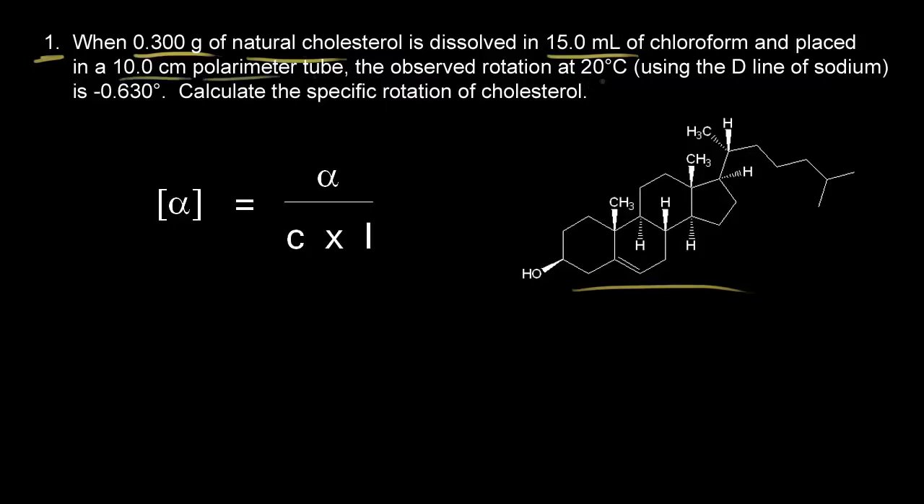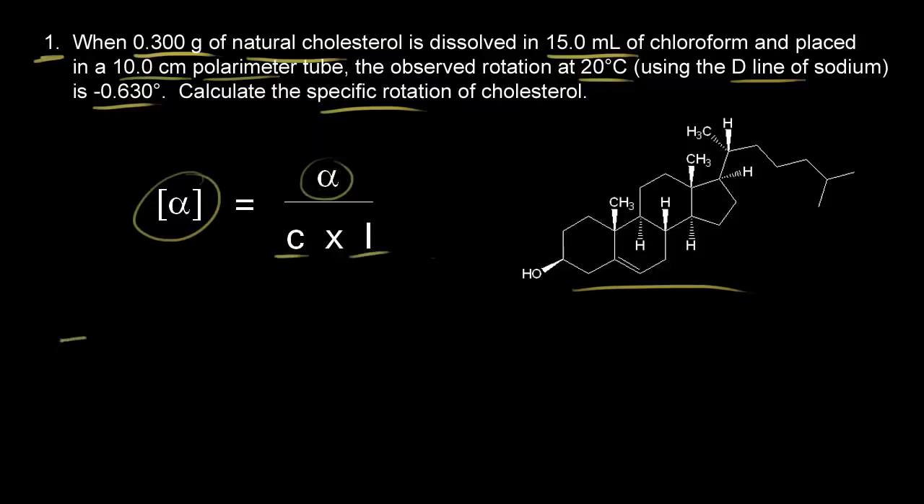The observed rotation at 20 degrees C using the D line of sodium turns out to be negative 0.630 degrees. And our goal is to calculate the specific rotation of cholesterol. We saw how to do this in the last video. The specific rotation is equal to the observed rotation divided by the concentration times the path length.